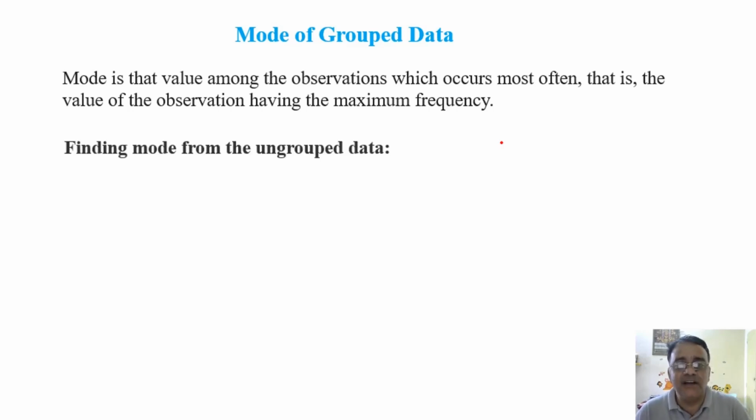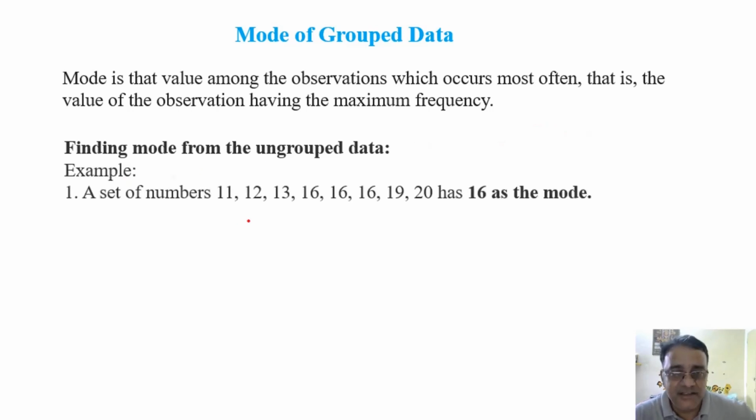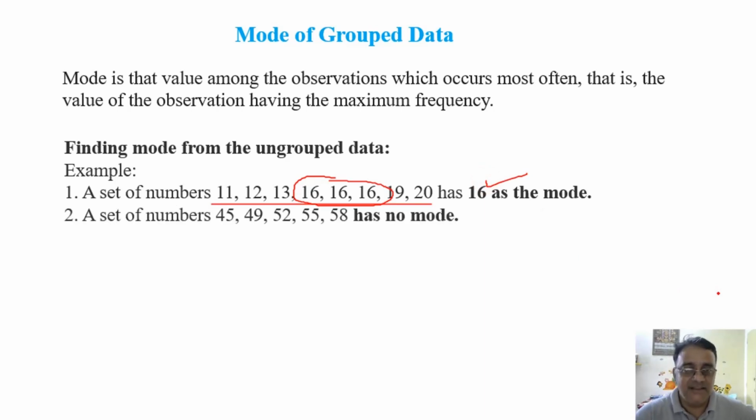Finding mode from the ungrouped data is very easy. See example, a set of these numbers. You can easily find out that 16 is repeated 3 times, maximum time. So 16 is the mode. And a set of these numbers has no mode. Why? Because no number is repeated maximum time. सब एक ही बार है.